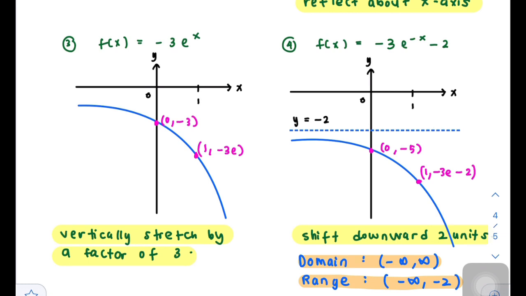Okay, so make sure you check your last graph. How to check? Just substitute the points. Let's say you choose this point and substitute into the question. Let's say this one, your x is 0. e power 0 is 1. 1 times negative 3 is negative 3. Negative 3 minus 2 is negative 5. So you have the correct points here. Okay, so make sure you check your last graph.